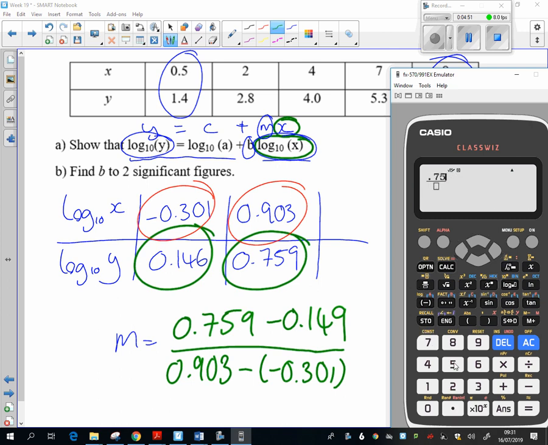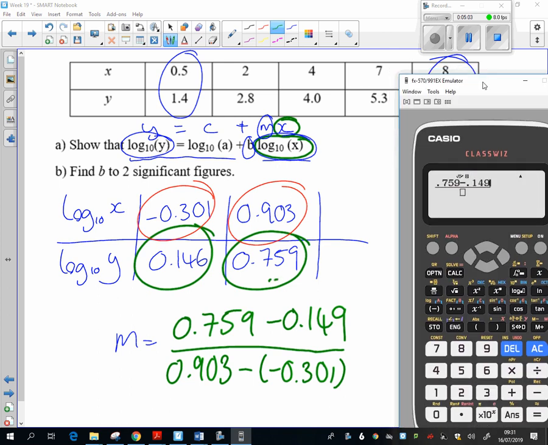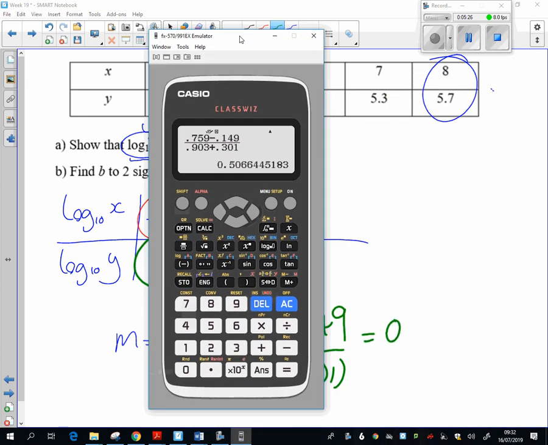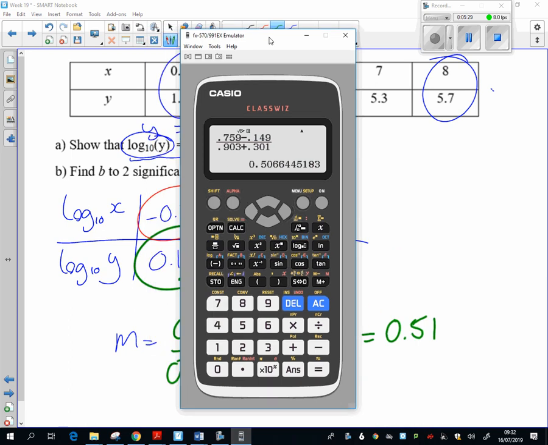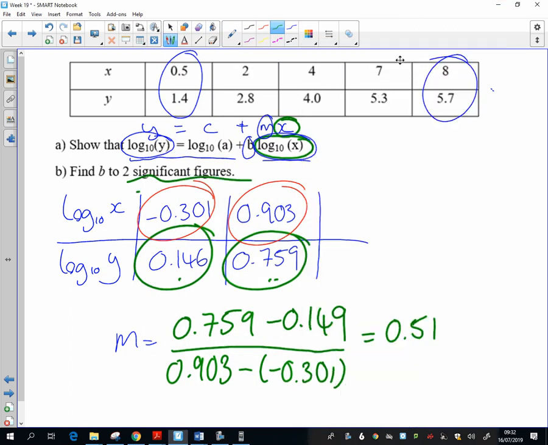So 0.759. I mean, I could even have typed this in actually just using the log. So just typed in log to the base 10 of 5.7 minus log to the base 10 of 1.4, and then I wouldn't lose any accuracy at all. But as long as I only need my answer to two significant figures. So it's minus 0.301. Okay, so that's coming out as very close to a half, but I think if we just double check, yep, it wanted the answer to two significant figures, so I'm going to give it a 0.51.